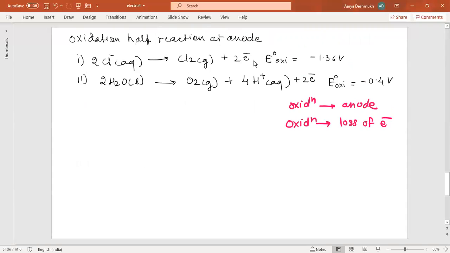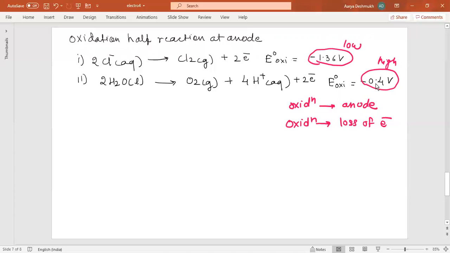Oxidation potential means the potential at the oxidation half reaction. And this is happening at the anode, isn't it? Now, this has got minus 1.36 volt and this is minus 0.04. So this is having a comparatively higher value than this one. This is a comparatively lower one.